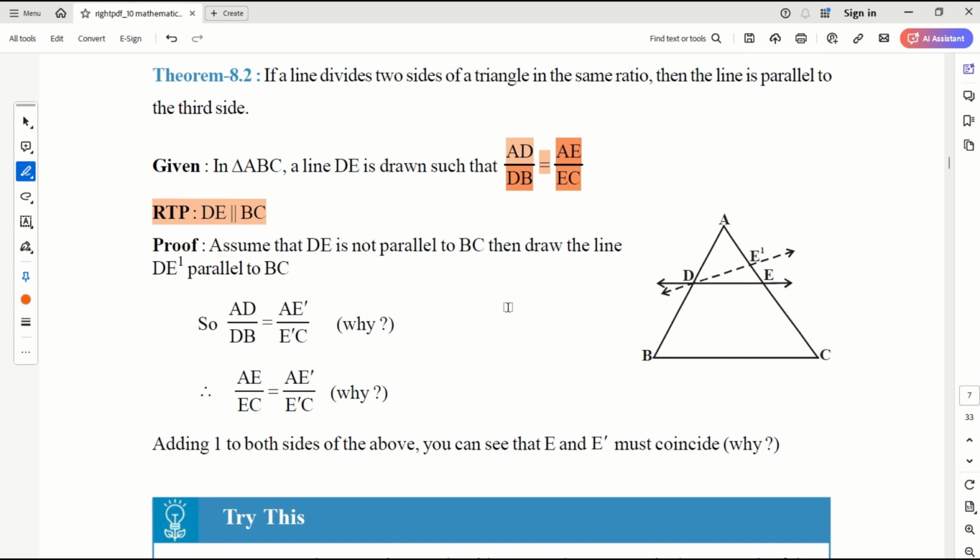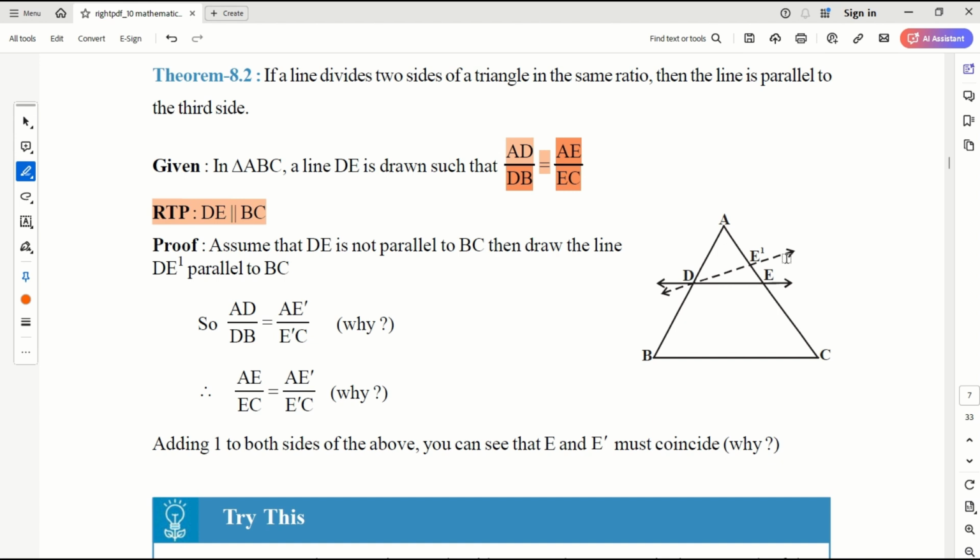Now let's assume that DE is not parallel to BC. Okay, we are trying to prove by negation technique. This is called negation. So first we'll think the negation is correct. So we assume that DE is not parallel to BC. So we draw another line which is parallel to BC. We assume that this is parallel to BC. Okay, so DE dash is parallel to BC.